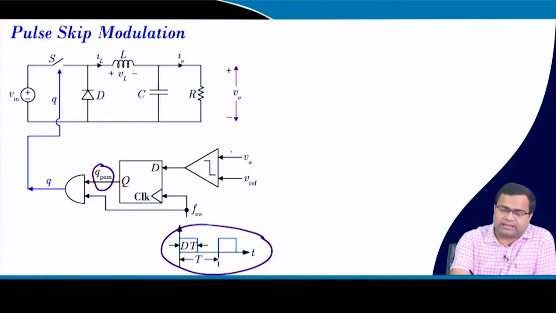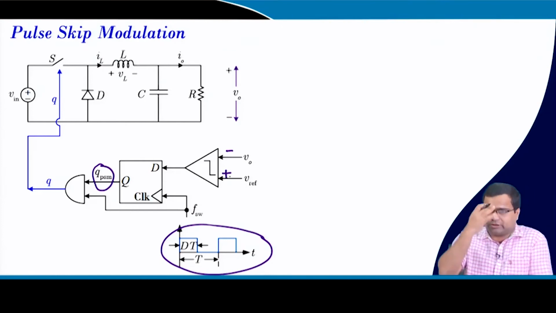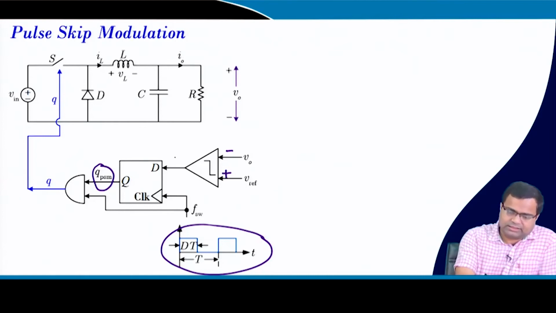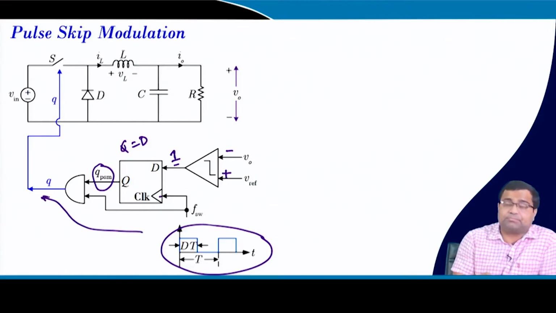So, if your output voltage goes above Vref, that means if your reference voltage is higher than the output voltage, that means your output voltage is smaller, then this is high, and if this is high at the rising edge of this D flip flop, the Q becomes equal to D, it passes D, and if it is 1, then Q PSM will be 1. So, the Q will simply take this clock, that means the PWM clock.